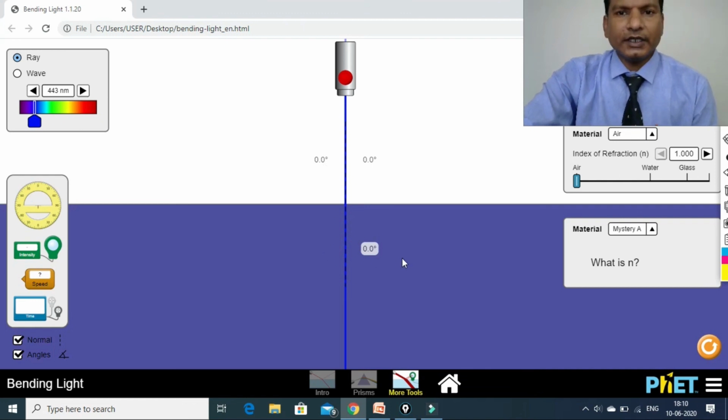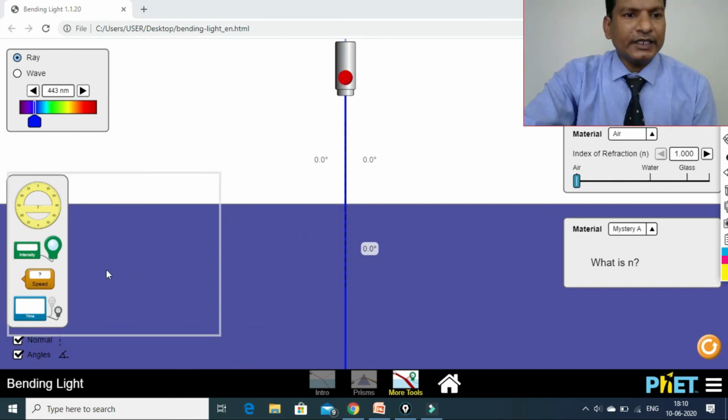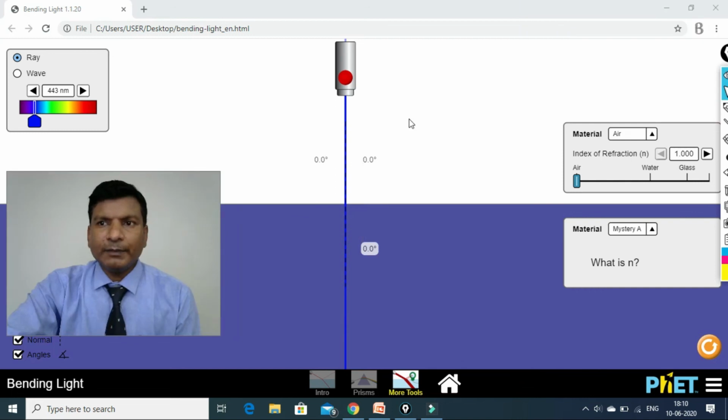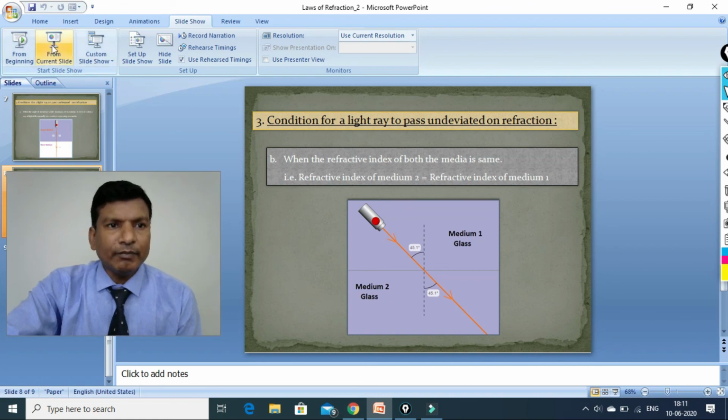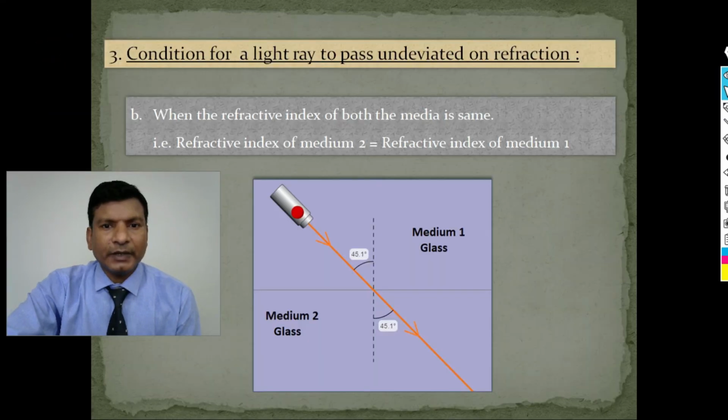So there are two conditions for the ray to move undeviated. What are these? Number one, when the angle of incidence becomes 0, or when a ray of light falls normally onto a surface, at that moment there is no deviation and the ray passes undeviated. And number two, when the refractive indices of both the media are the same, during that moment the ray of light also passes undeviated. So this is condition number 2 which I have given you.